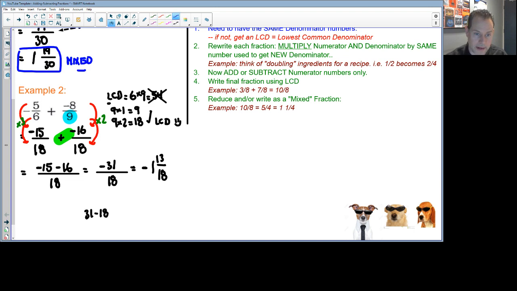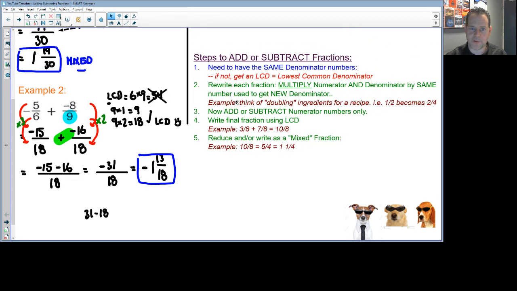So that would be your proper answer as a mixed fraction, like so. Okay, so keep that in mind when you're working with these fractions and so on. The steps are the same. We need to get the common denominators, but we also need to watch the signs as well. So that's an extra little step that we have to keep in mind there.